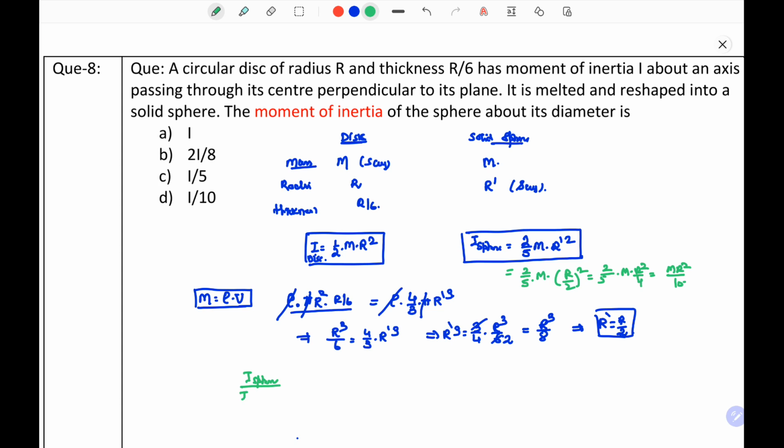So the moment of inertia of the sphere divided by the moment of inertia of the disk will be equal to mr square by 10 divided by half mr square, and that will be equal to 1 by 5. So we can say that I sphere is equal to 1 by 5 of I disk. And because the moment of inertia of the disk is given as I, it is equal to I by 5. Hence option C is the correct option.